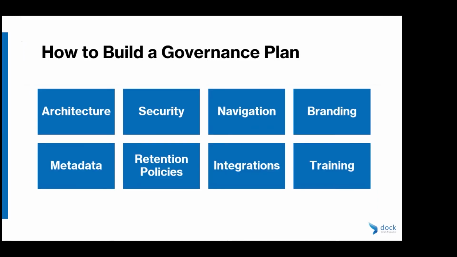So here are the 8 things you need to think about when building a governance plan. Realistically, this is how you're going to want to do a breakdown of it. So you want to have these 8 tabs in there. You can have more tabs depending on how you're using SharePoint. So if you're using it for contract management, you'd add a contract management tab. But essentially, this is the outline. So with architecture, first of all, you want to think about architecture.